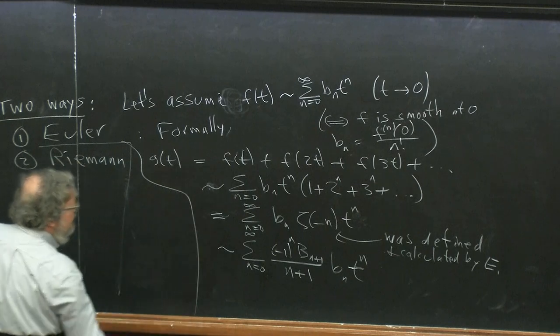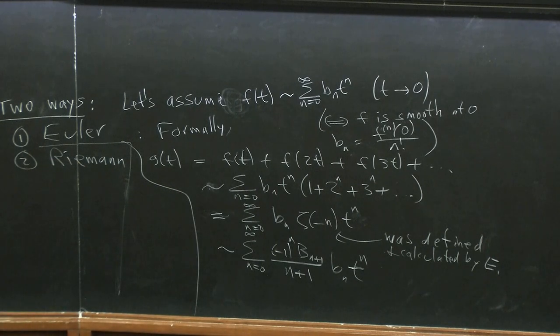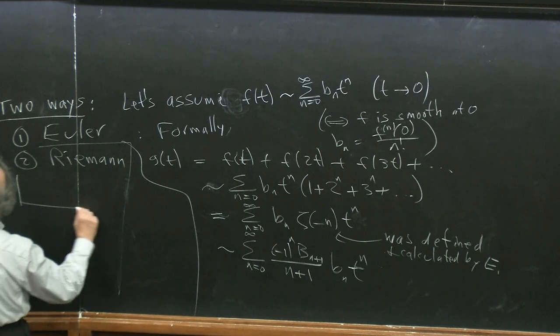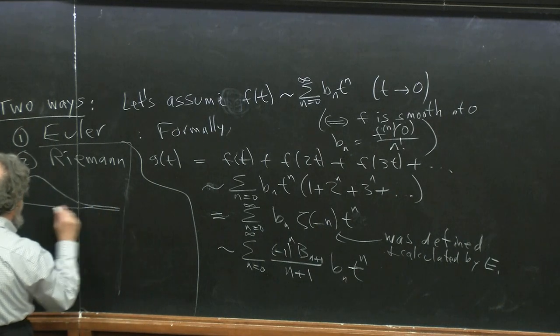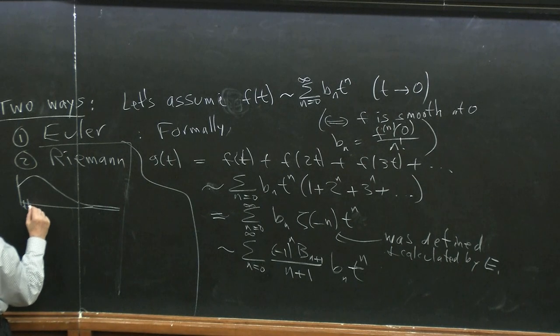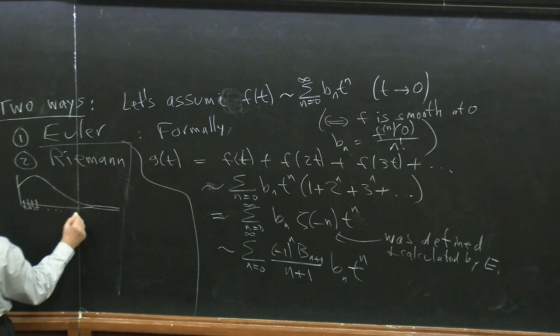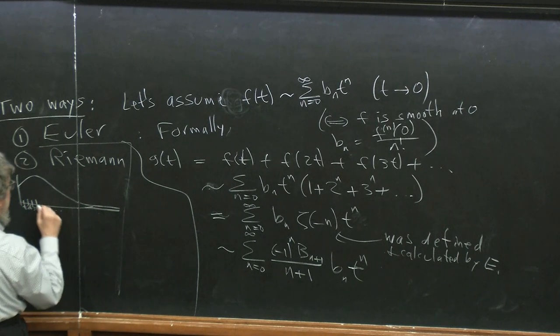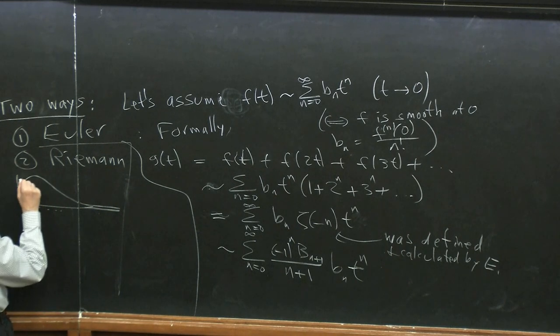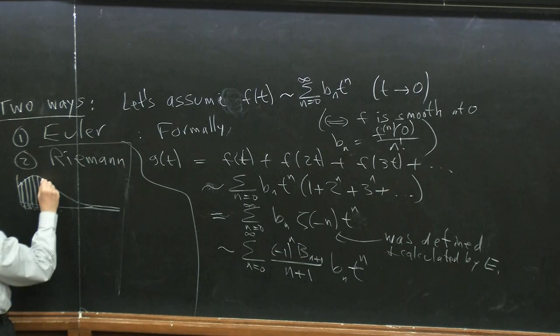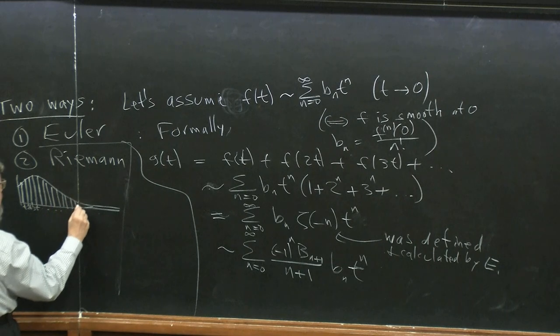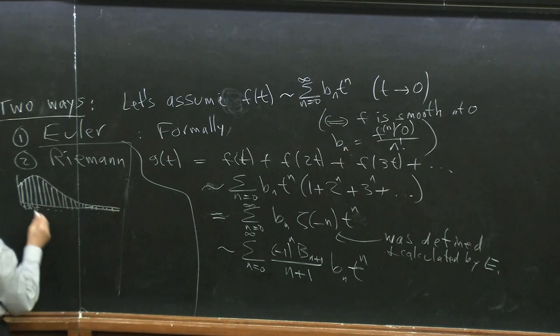Now, the other way would be this. We had our function, and my t is very small, so here's t. Then 2t is also very small, but it's not quite as small. I have 3t, 4t, 100t. I mean, they go to infinity. And I'm adding up, this is f of t, f of 2t, f of 3t, f of 4t. So in other words, I'm adding up the values over these vertical lines.